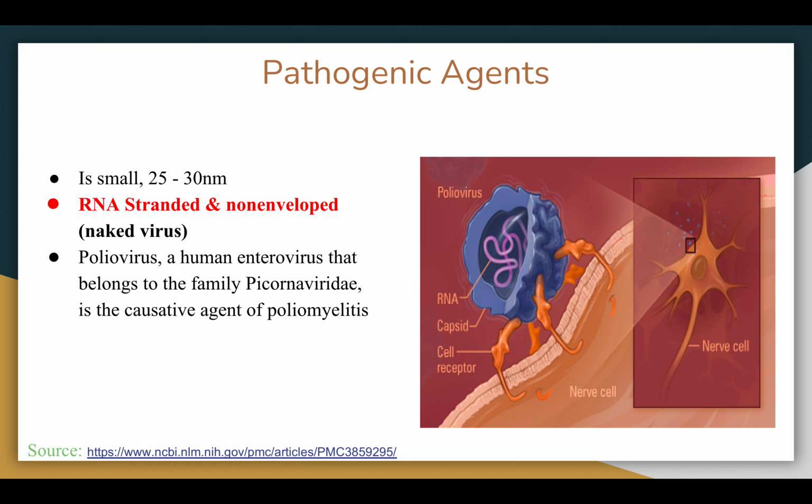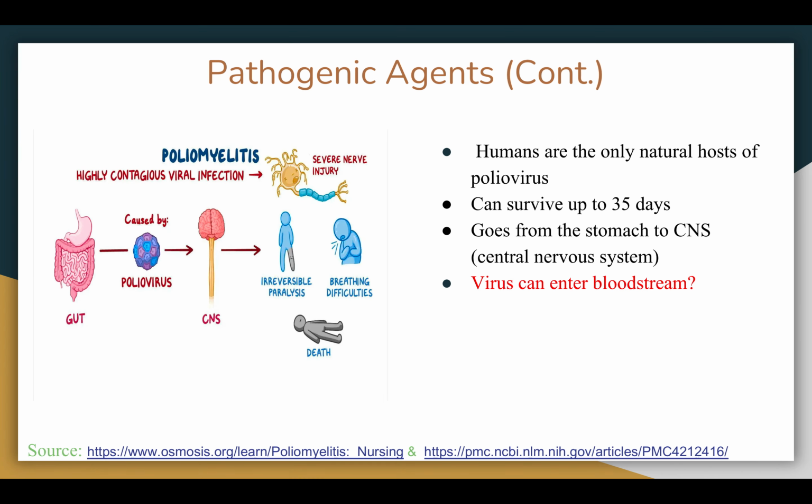As mentioned before, the family belongs to the Picornaviridae, which is the causative agent of poliomyelitis. Humans are the only natural hosts of this virus. A poliovirion consists of a single-stranded RNA genome of positive polarity and a non-enveloped capsid that comprises 60 copies of each of 4 capsid proteins. So we have VP1, VP2, VP3, and VP4.